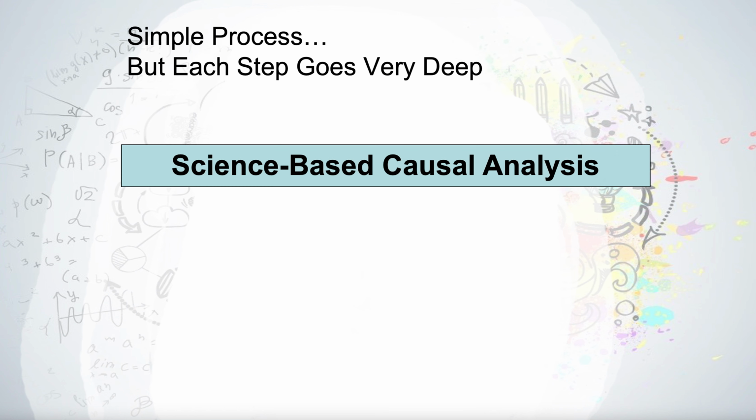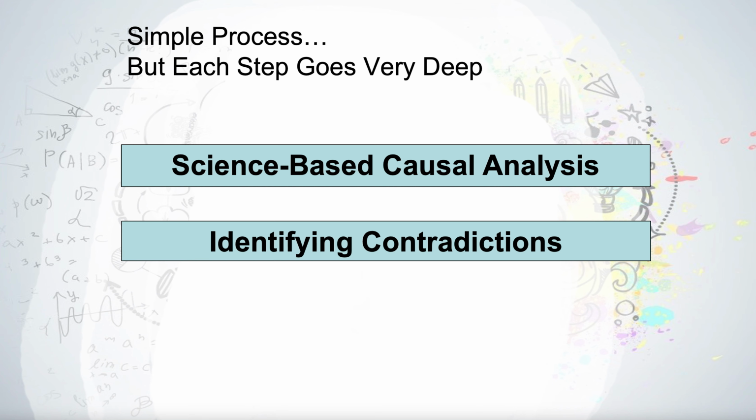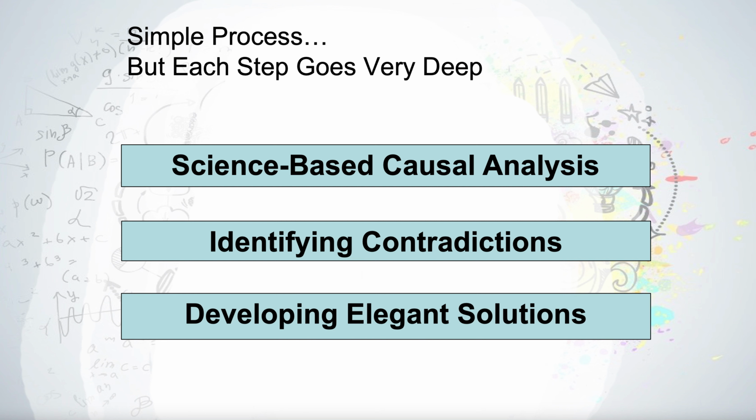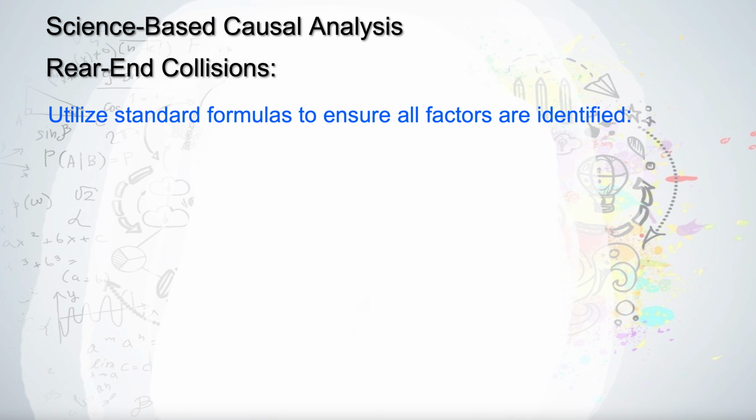There are just 3 steps to it, but each step goes very deep. First, a science-based causal analysis. Then we identify the contradictions that are holding us back. And lastly, develop those elegant solutions which resolve the contradictions.